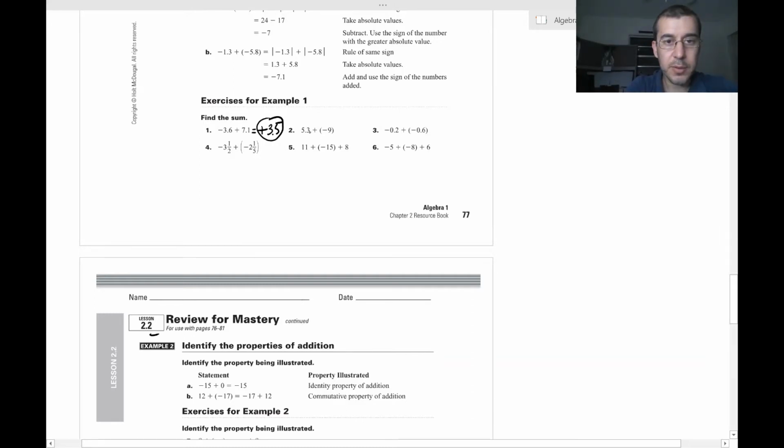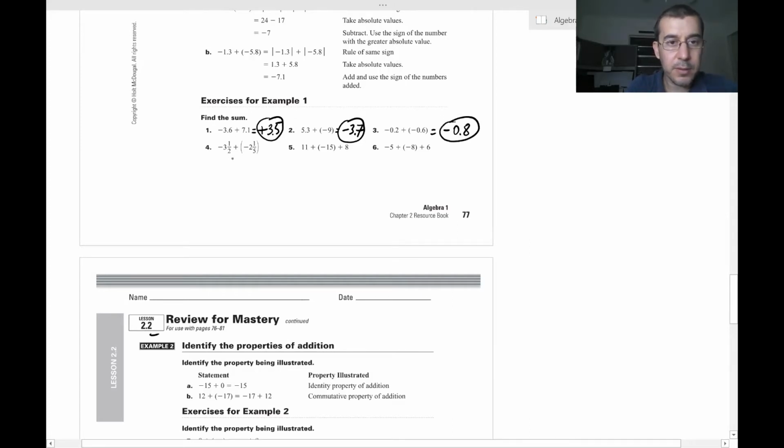Number 2, we have 5.3 and 9. 9 is greater, so minus. 9 minus 5.3 is 3.7. So minus 3.7. Number 3, we're adding up two negative numbers. So 0.2 plus 0.6 is 0.8.